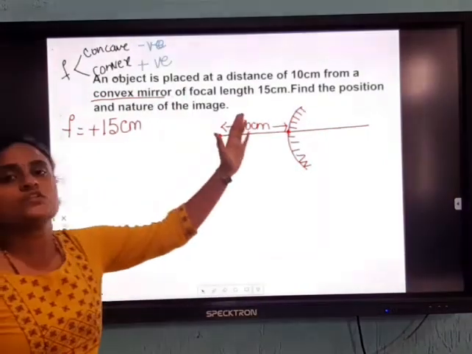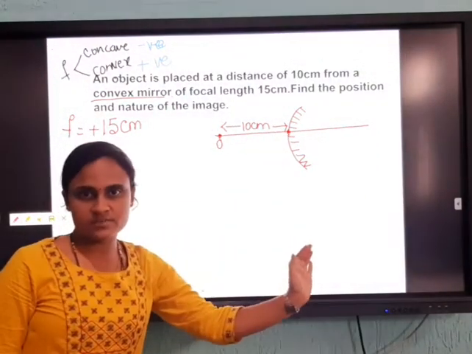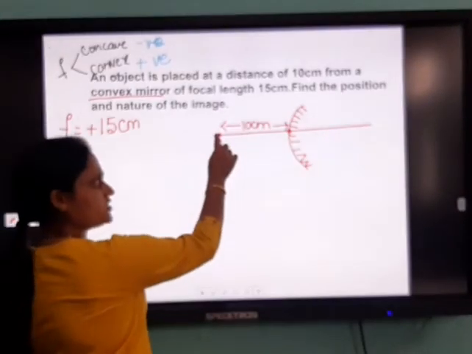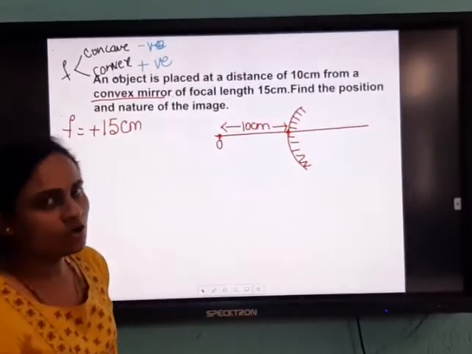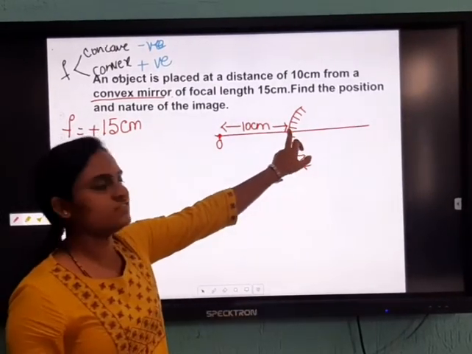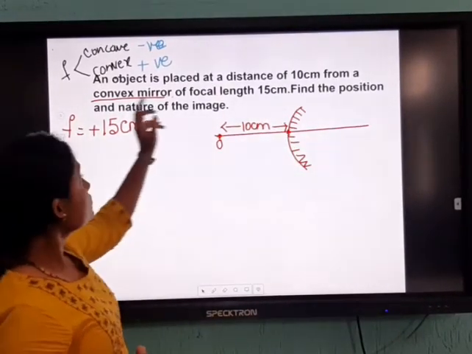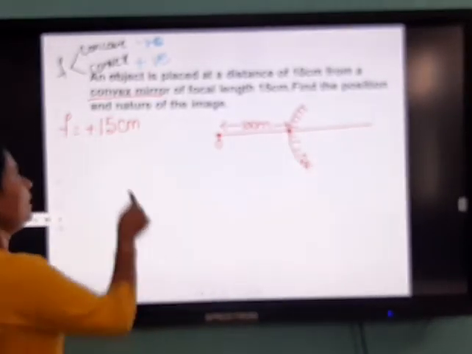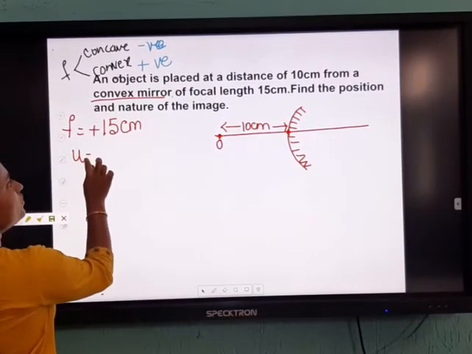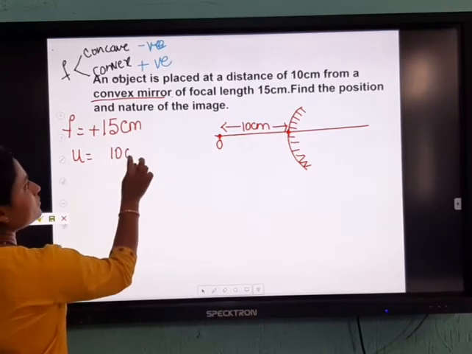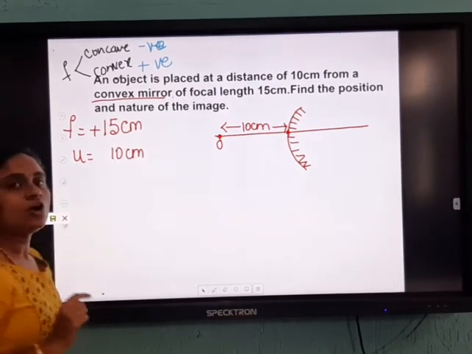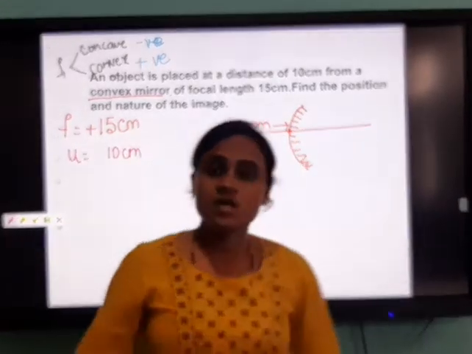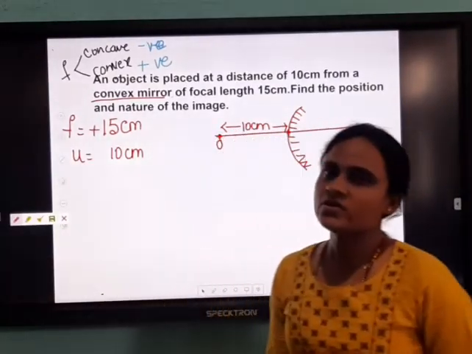A mirror is there. Which type of mirror is there? Convex mirror is there. In that convex mirror, the object is placed at 10 centimeter from the origin. The origin means the pole of the mirror. They have given you the focal length, that is, f is given, and u is 10 centimeter. U means what? Object distance.